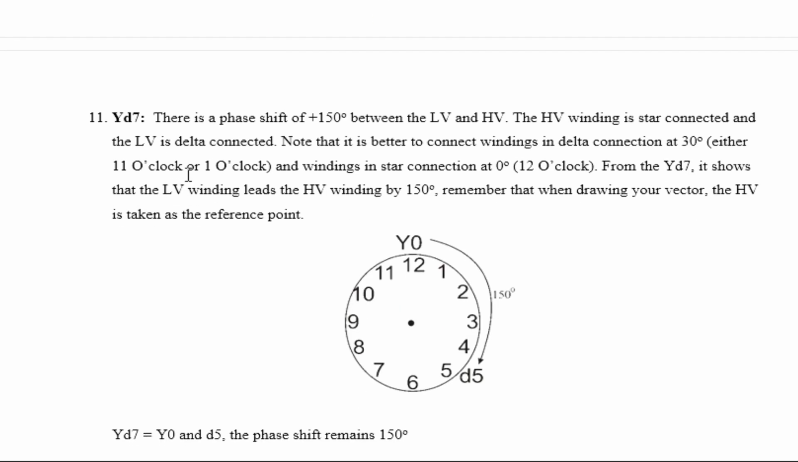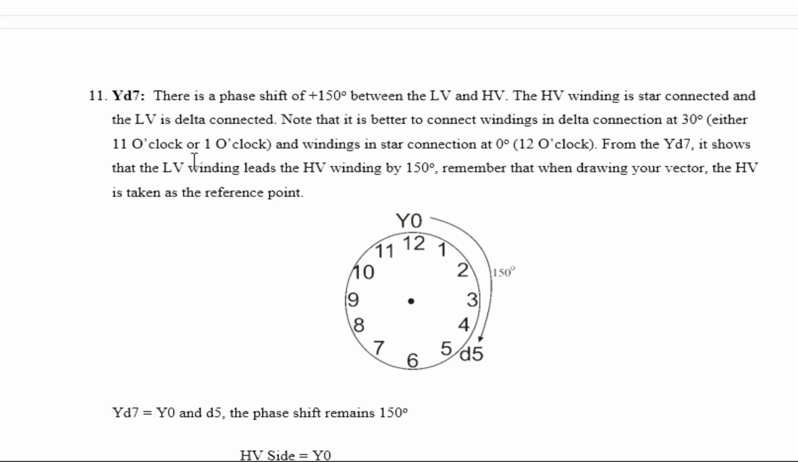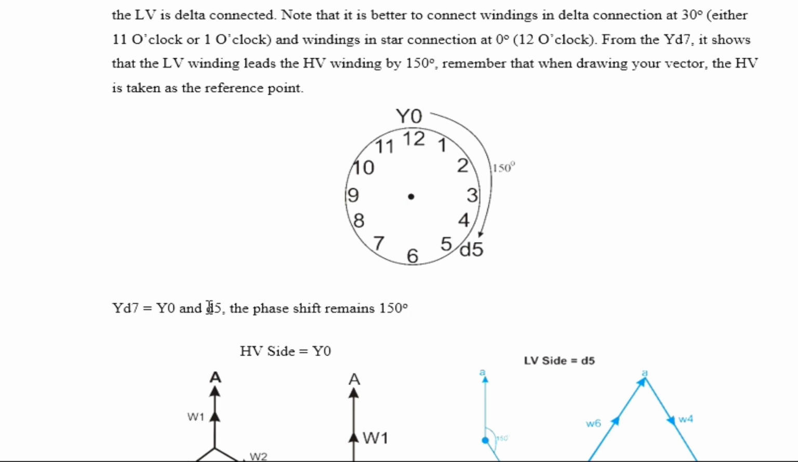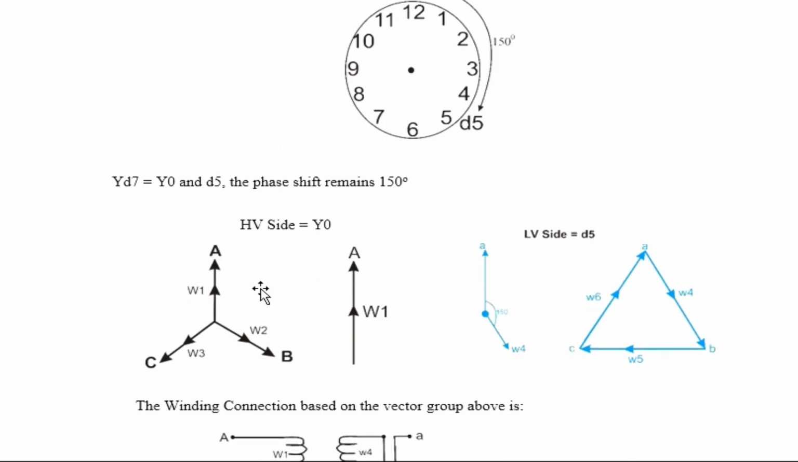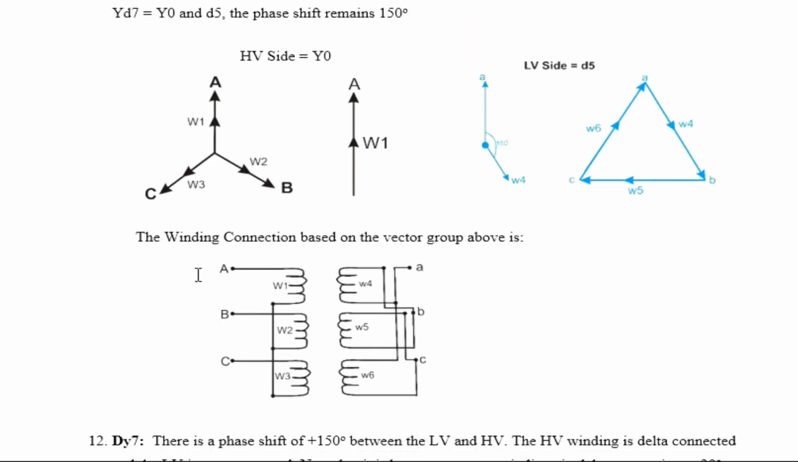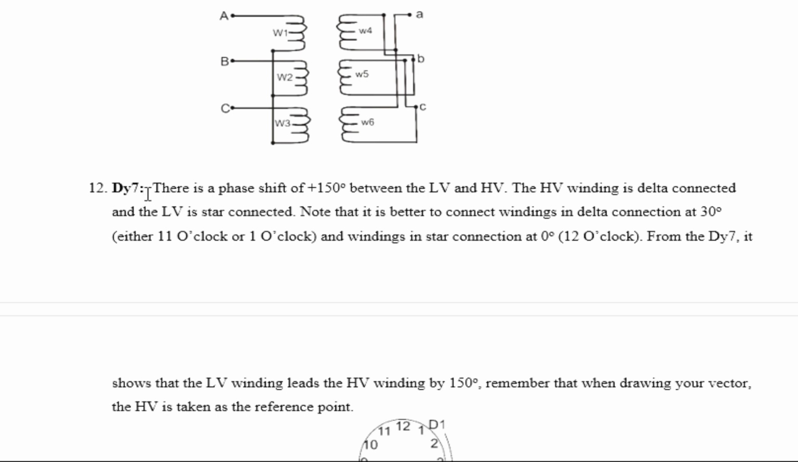Then the next one is YD7. YD7 means that the high voltage is star, the low voltage is delta, and they are 150 degrees apart, 7 o'clock or 7. If you calculate it, it's 450 degrees apart. So you start with the reference point, which is Y. Your Y is Y0, then the next one is D5. If you look at it properly, it's 150 degrees apart. So your YD7 is automatically equal to Y0 and D5. So your high voltage is Y0, your low voltage is D5. And when you draw this, if you have drawn it before, this is your drawing for Y0 and this is your drawing for D5.